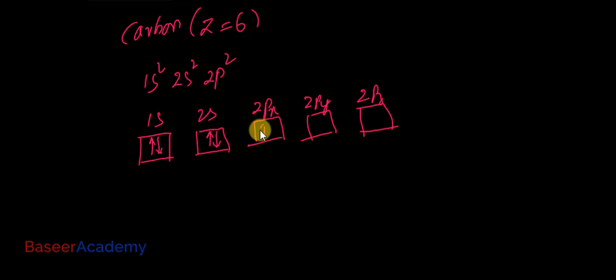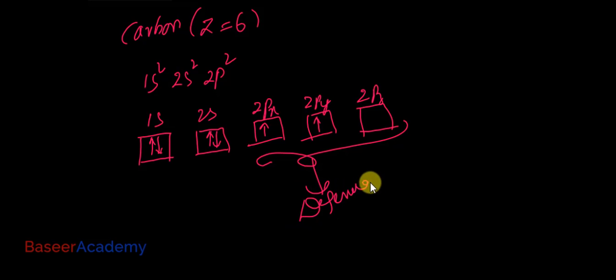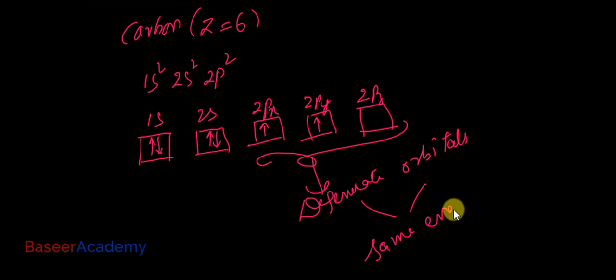The first electron can go into any one of these orbitals. Let us say the first electron goes into 2px orbital. The second electron cannot get paired here. It goes into 2py or 2pz. Why? Because these are known as degenerate orbitals. Orbitals which have almost same energy are known as degenerate orbitals.